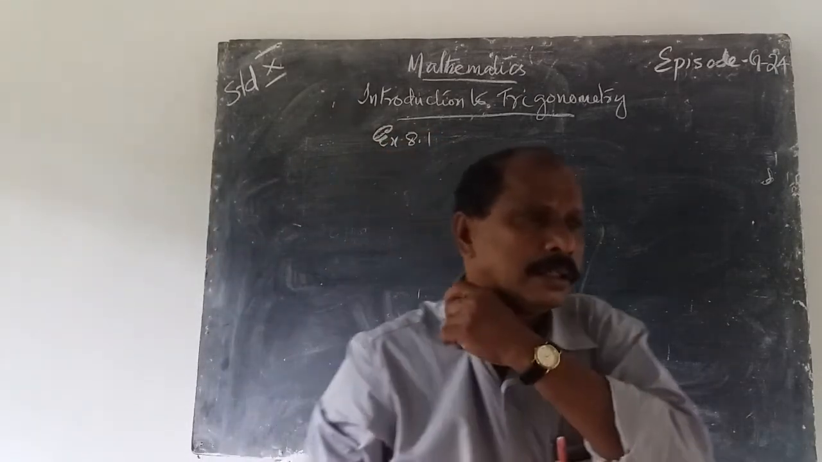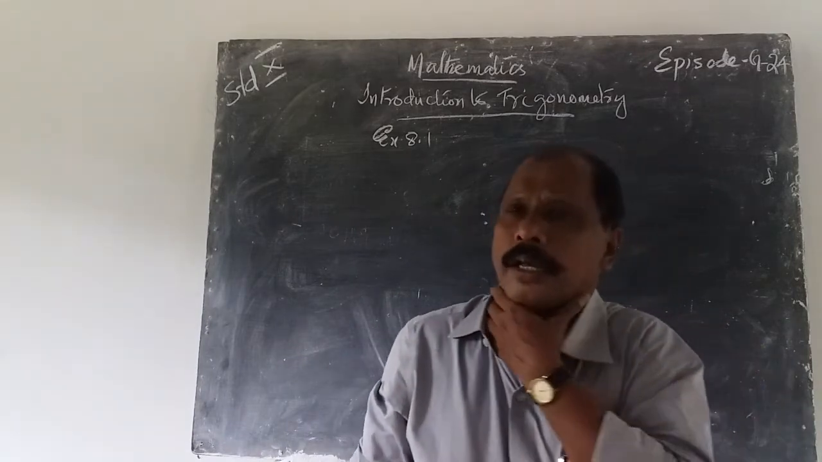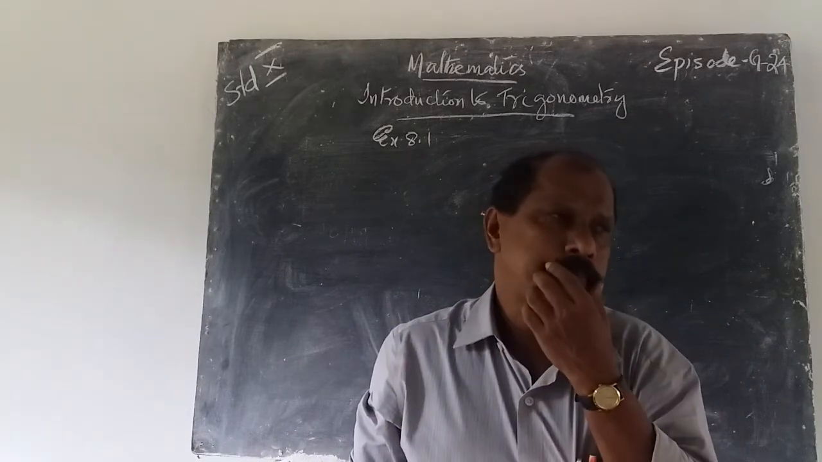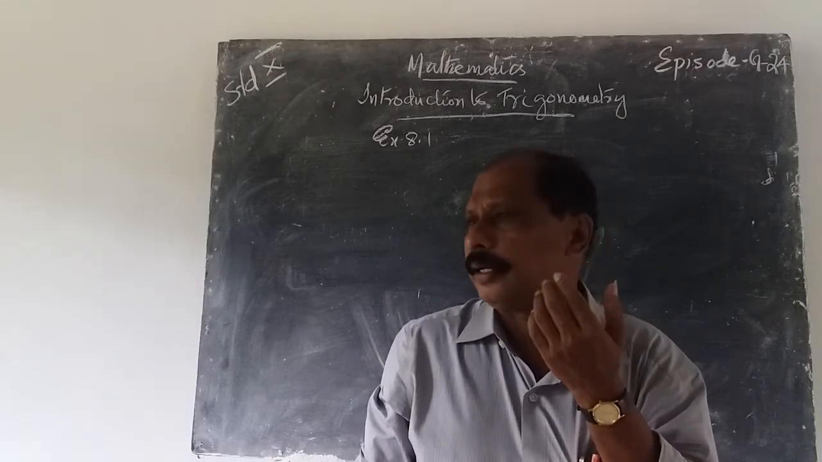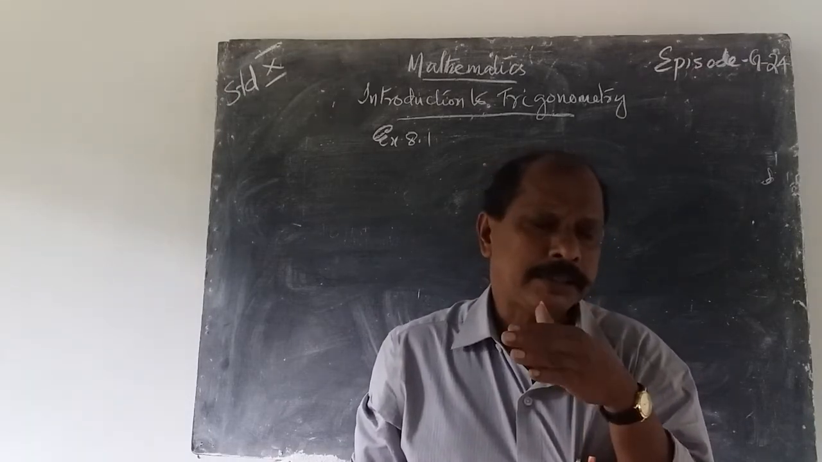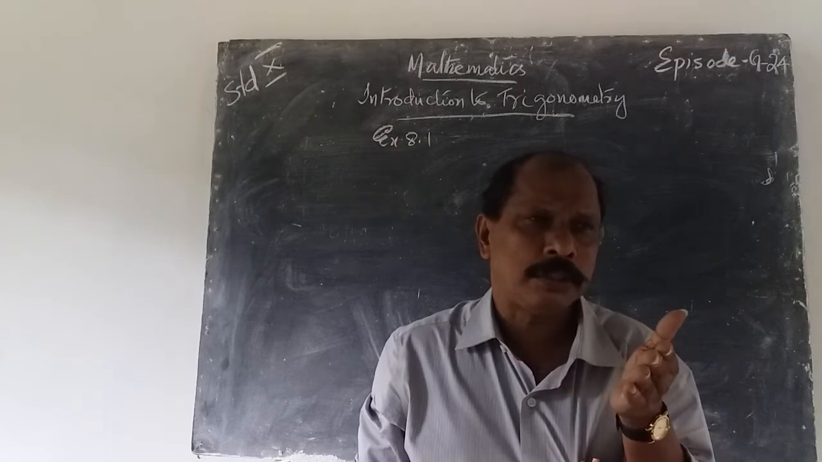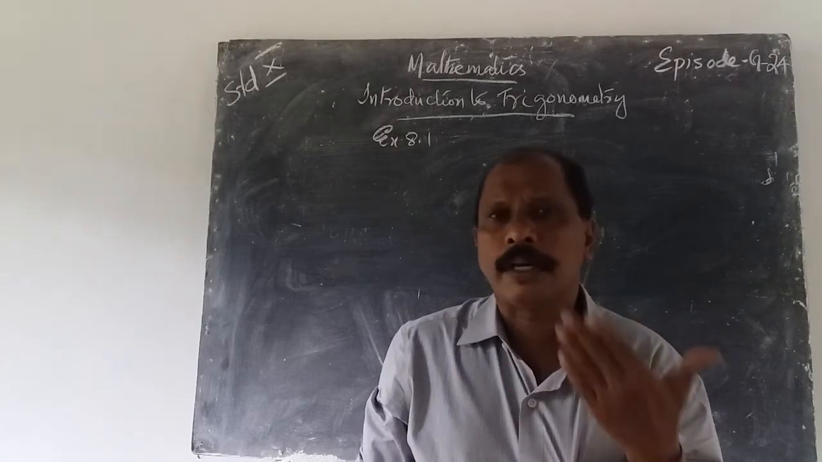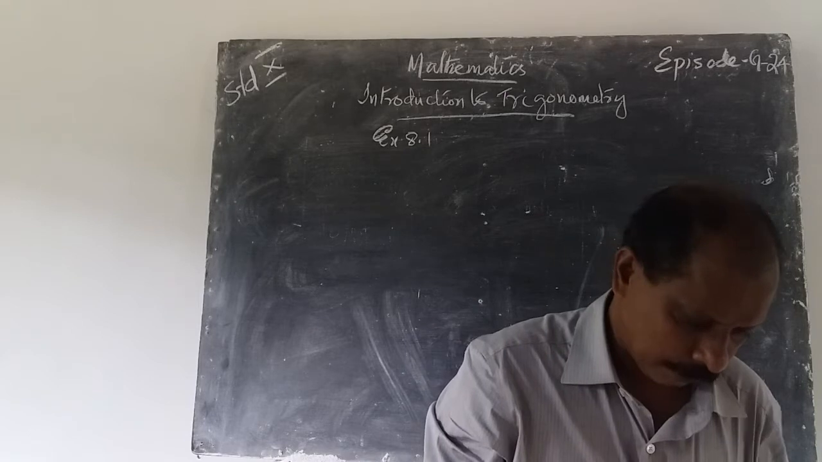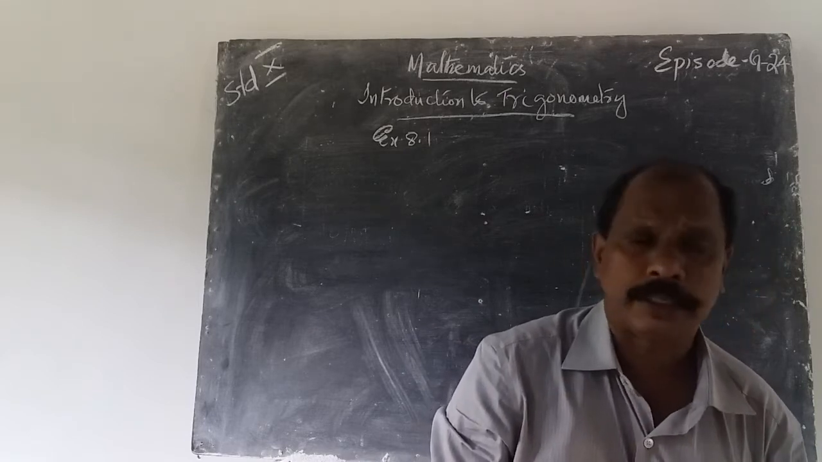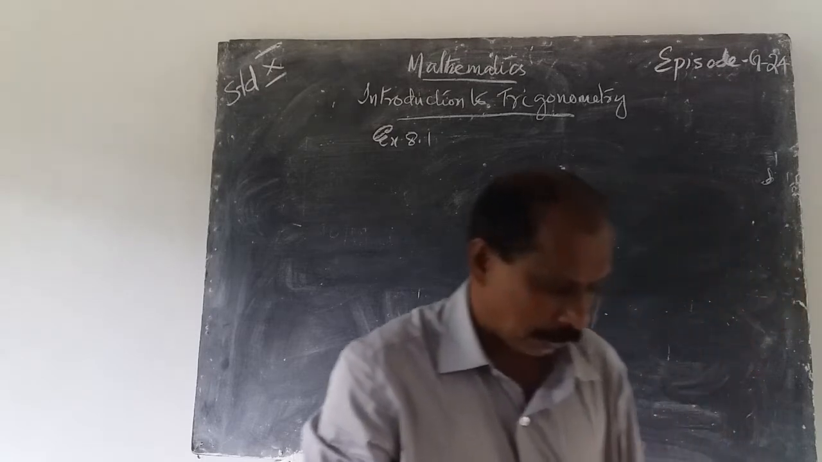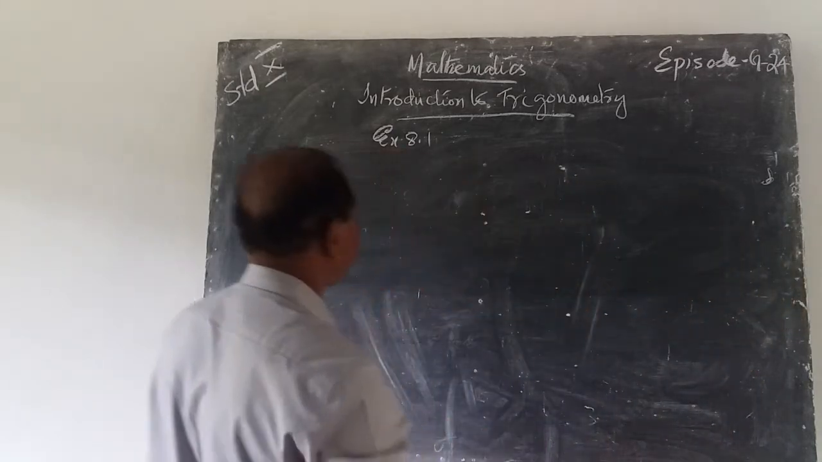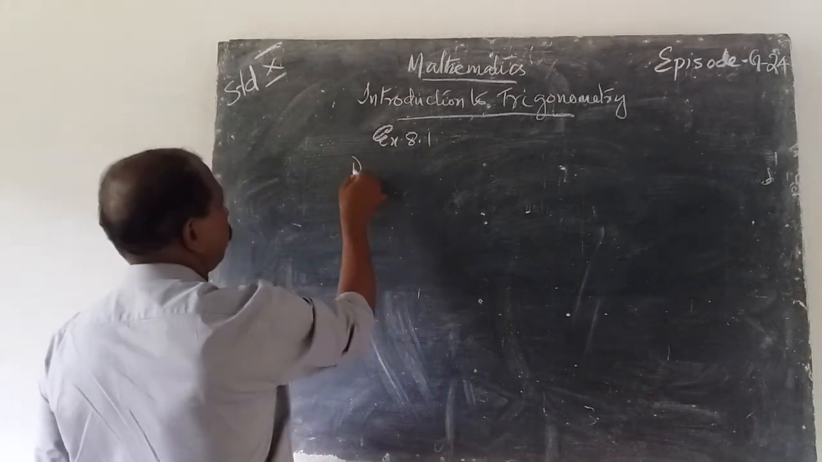We know that in a right angled triangle, right angle at B, if base and altitude are given, we can find out the hypotenuse. Similarly, if any two sides are given, we can find out the third side. The first question is question number 1.